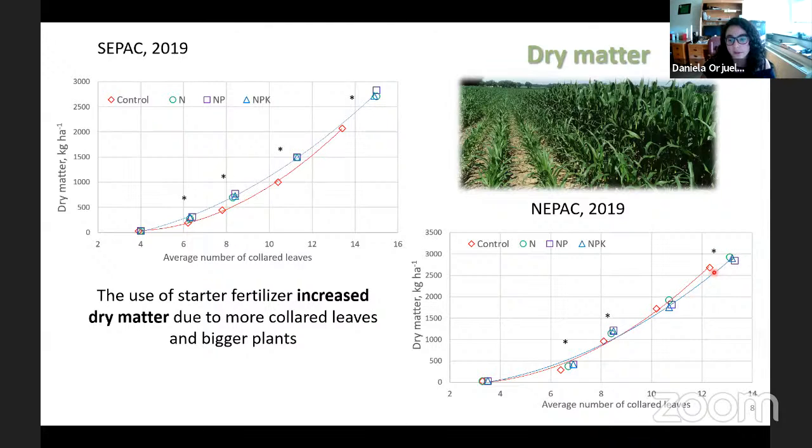So probably on NIPAC, this lower difference was related to a higher variability across the field. So again, the starter fertilizer increased the dry matter, and for CPAC, due to more collared leaves and bigger plants.